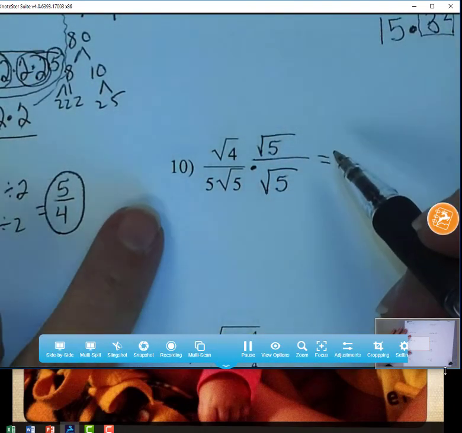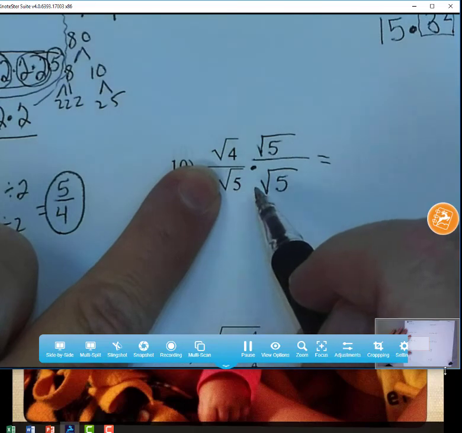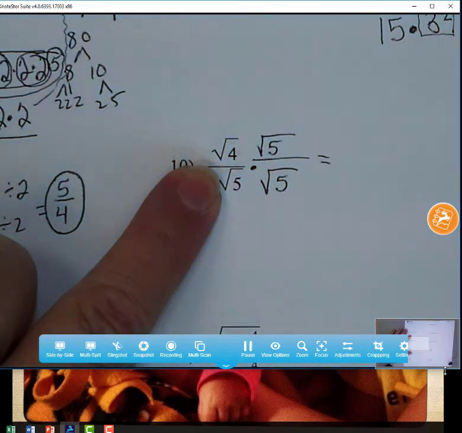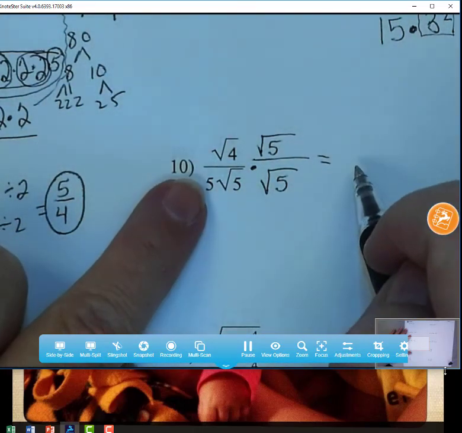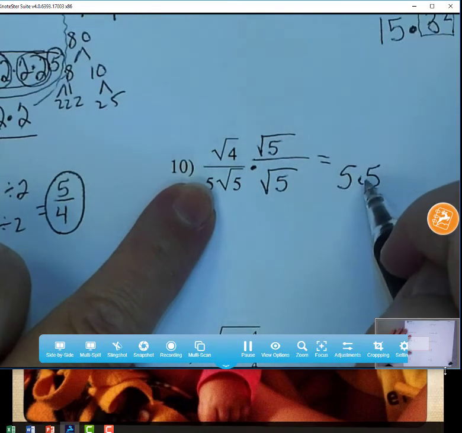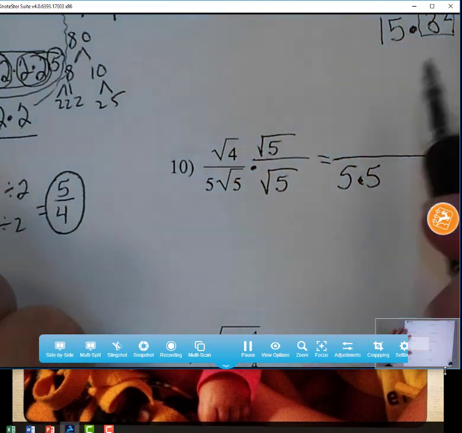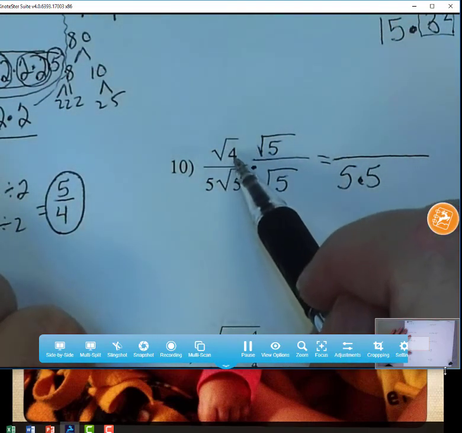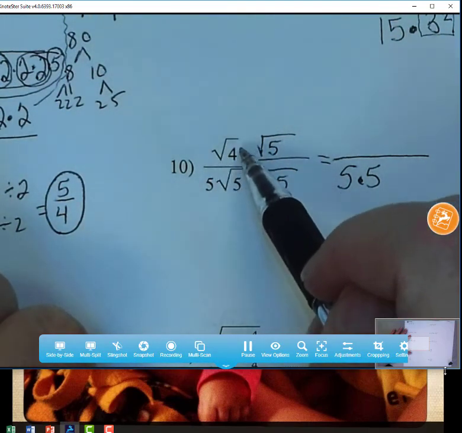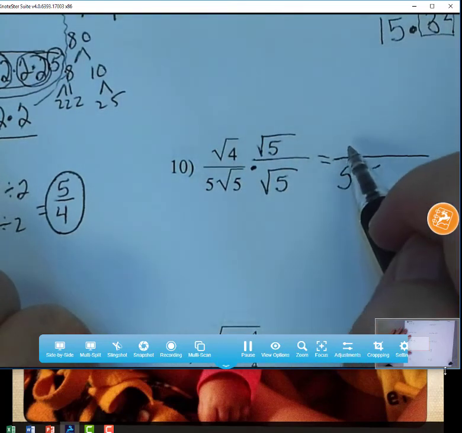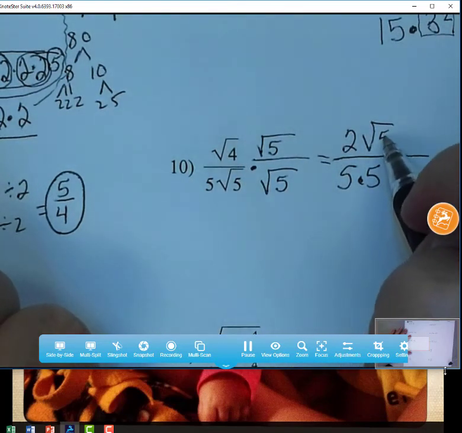All right, let's ignore this for a second. What's the square root of 5 times the square root of 5? 5. So I'm going to have 5 times 5 in the denominator. And in the numerator, isn't this a perfect square? What's the square root of 4? 2. So this will be 2 square root of 5.